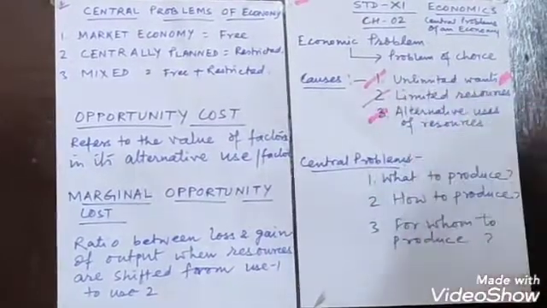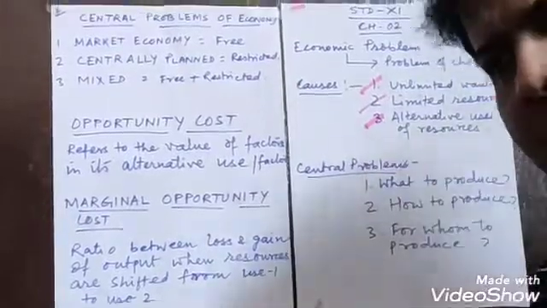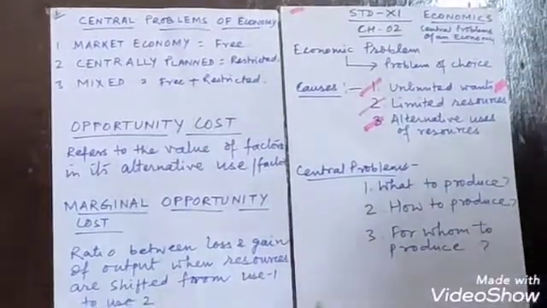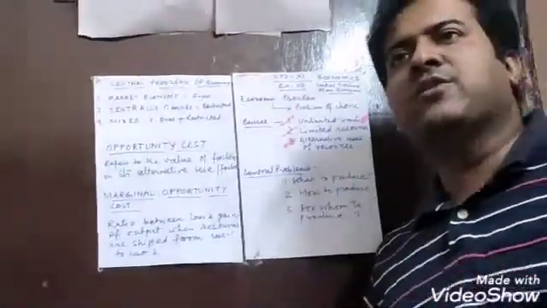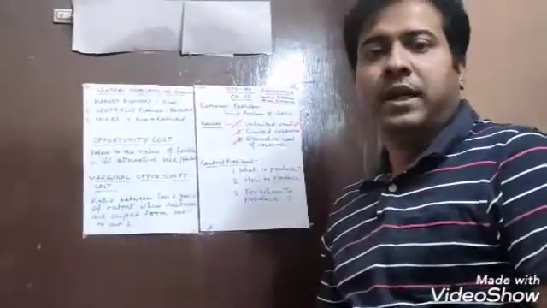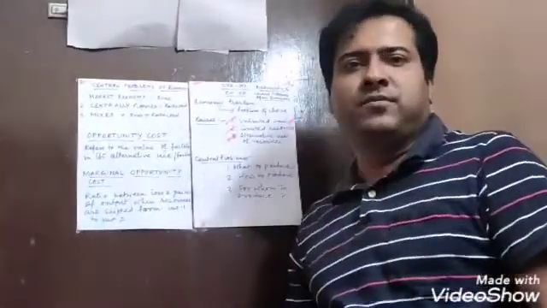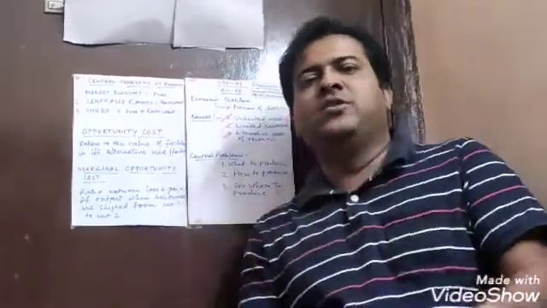Number three, alternative uses of resources. If there are resources available, now what is a resource? Now you will ask me, sir, what is a resource? Resource actually means the natural resources. It is also the human resources. There are natural resources, there are human resources.